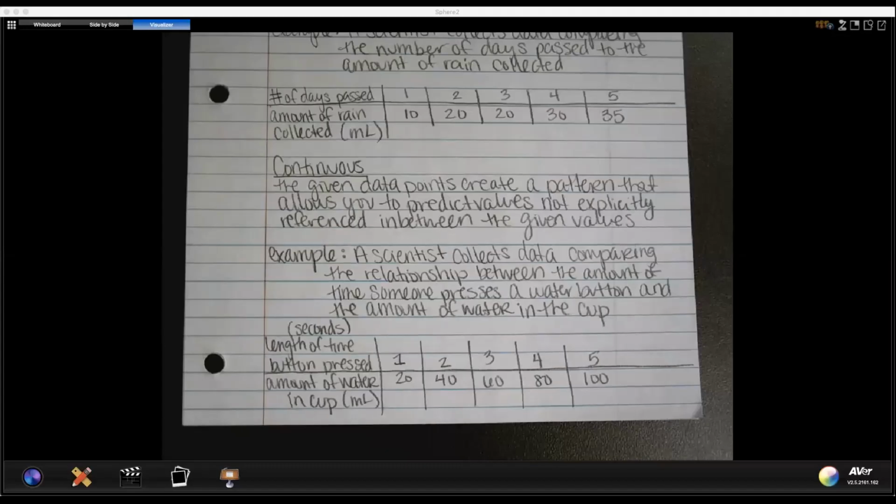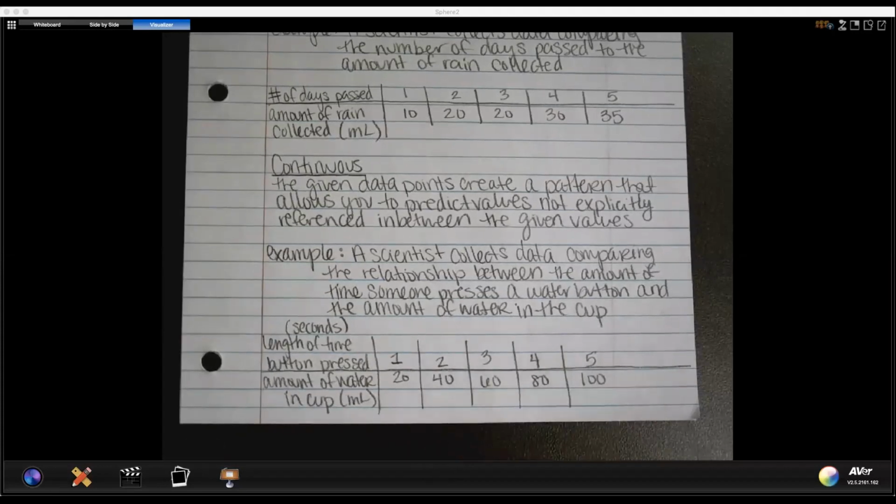All right, so what did we find? Why do we think this could be considered continuous versus discrete? Yep, it has a pattern, okay, but it doesn't necessarily have to have a pattern for it to be continuous, but that is true, it does have a pattern. So it does seem like for every second, you're getting another 20 milliliters of water, okay? Why would it be continuous though? Just because it has a pattern doesn't mean it's continuous. You could have a pattern with discrete data.